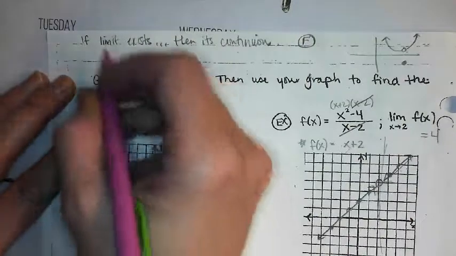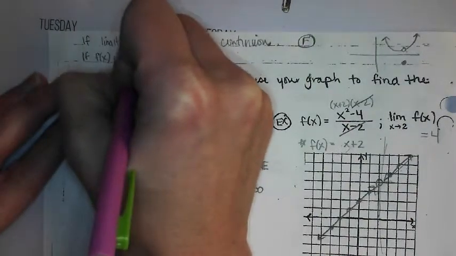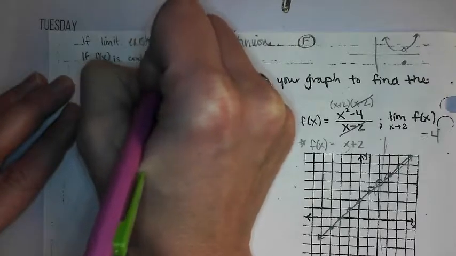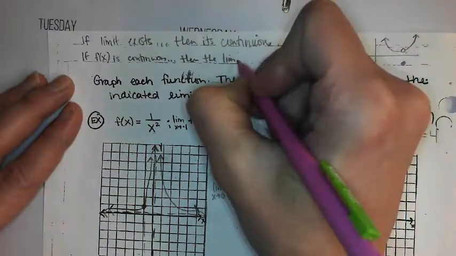So the flip of this one, if f of x is continuous, then the limit exists.